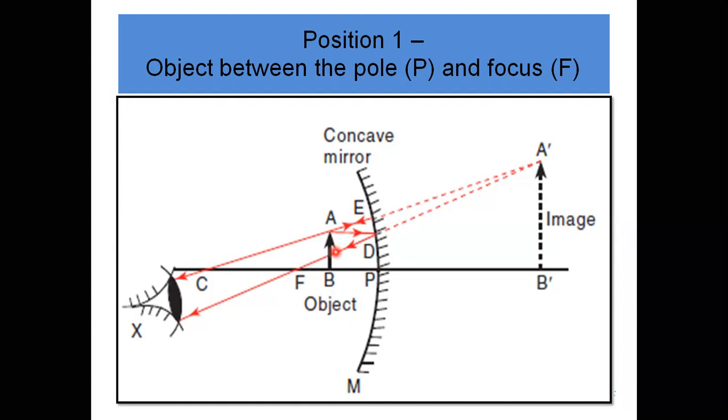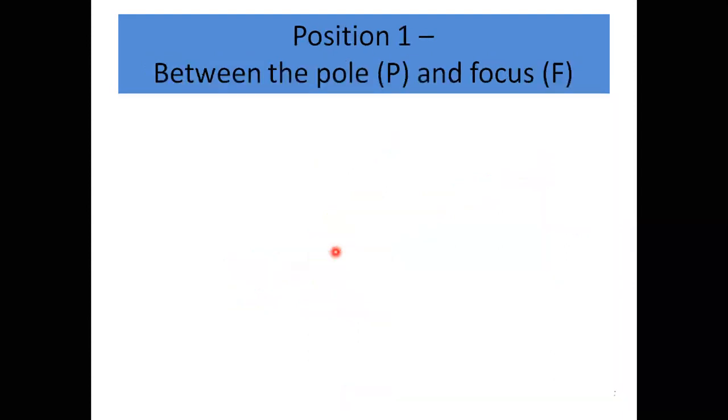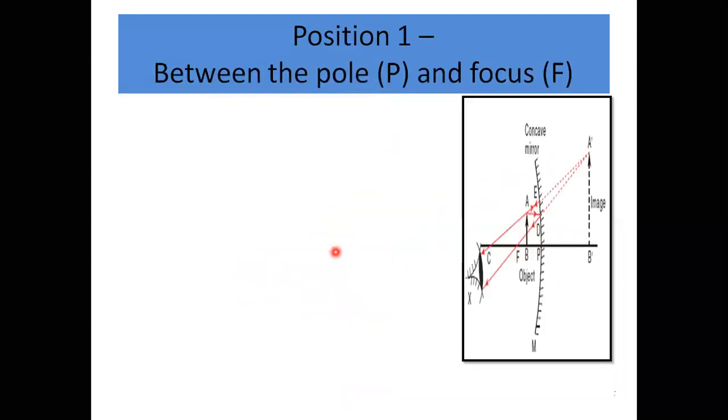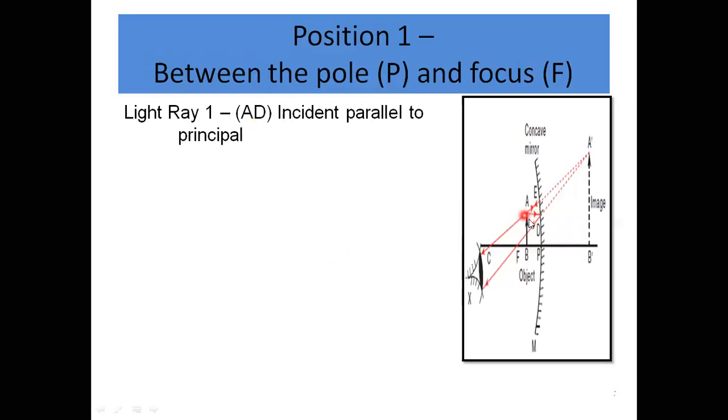So first of all, we'll take the first ray of light, light ray 1, let that be AD, which is incident on the concave mirror in such a way that it is parallel to the principal axis. What was our first rule? If a ray of light is parallel to the principal axis, after reflection it will pass through the focus. Yes, it is passing through the focus. So the reflected ray is DF. Incident ray AD and reflected ray DF.